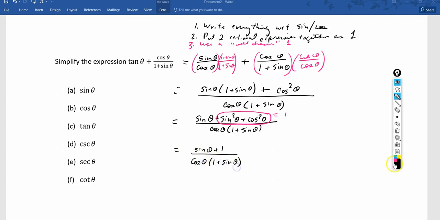And now we have some nice cancellation. Because this is a product, cosine of theta times 1 plus sine theta, these cancel. And we are left with 1 over cosine of theta, which at this point in the course, everyone should know is the same as secant theta. And that would be the multiple choice answer to that one.